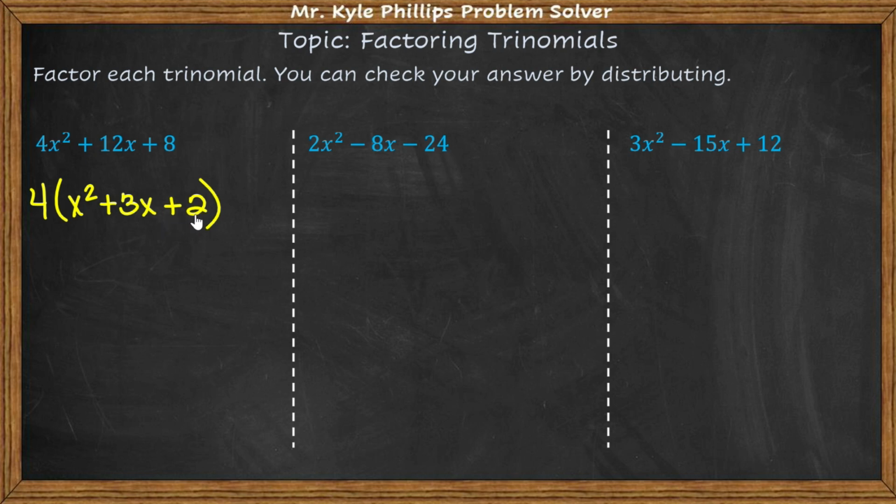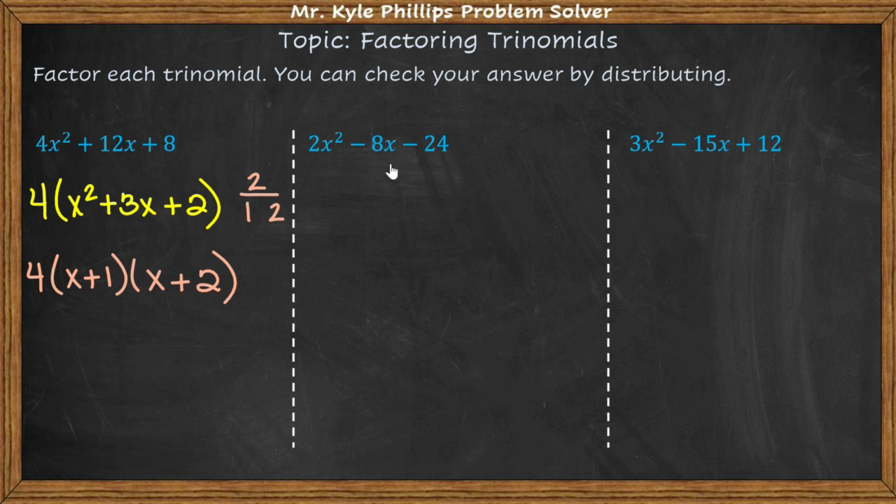Now look at that last number. Look at this number 2. What are the factors of 2? 1 and 2. Now, I need to multiply and get positive, so I have to have positive, positive, or negative, negative. I want to add them and get positive 3. So both of these are going to be positive. So here I have 4 times x plus 1, x plus 2. This would be my completely factored solution.